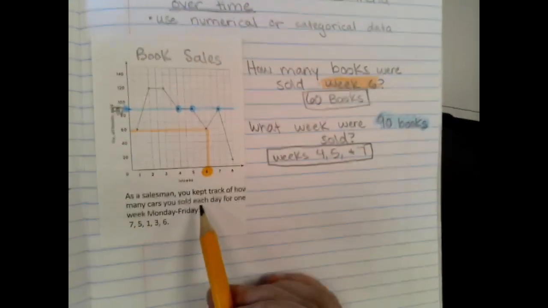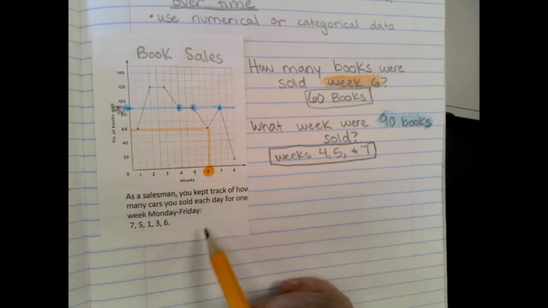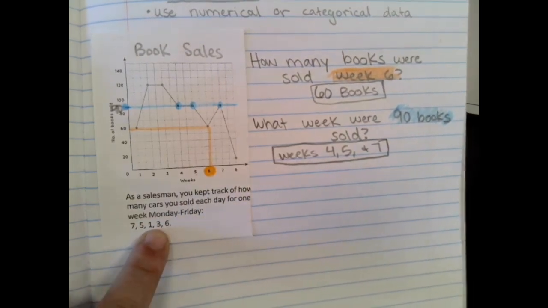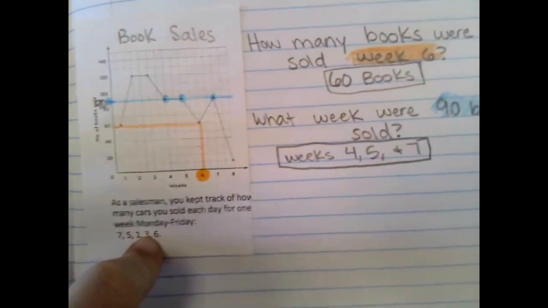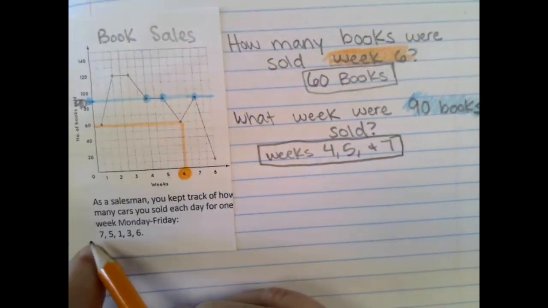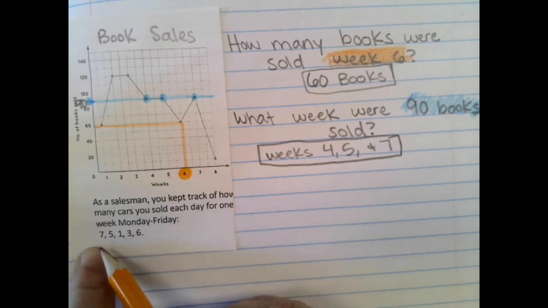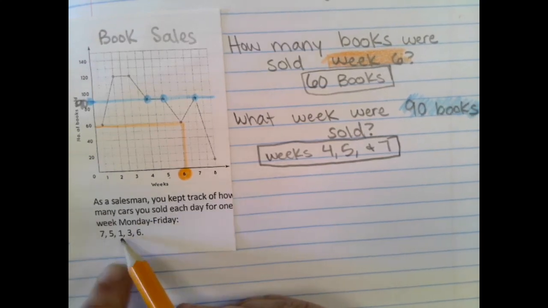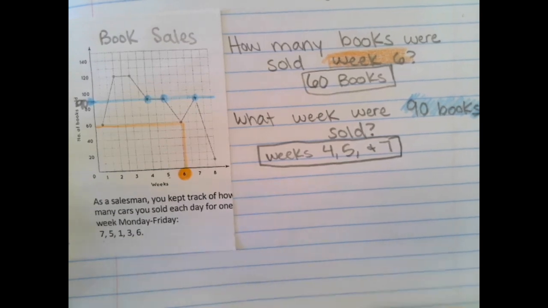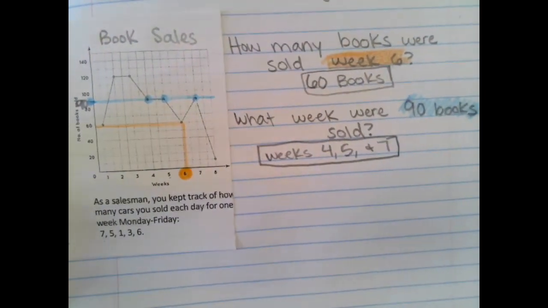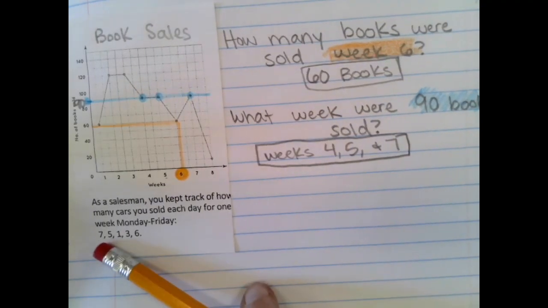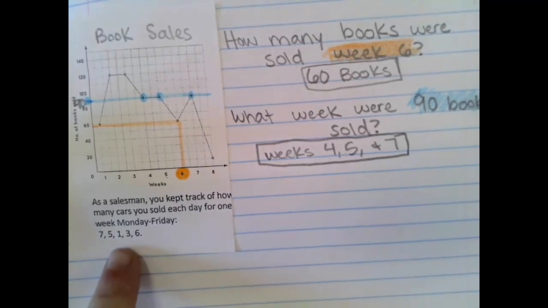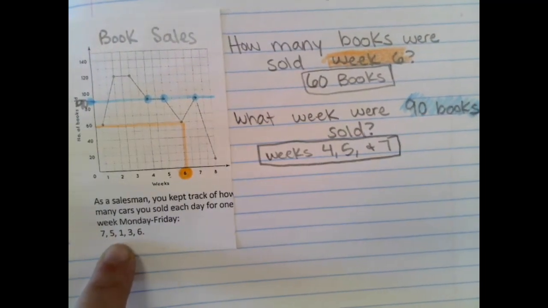It says, as a salesman or saleswoman, salesperson, you kept track of how many cars you sold each day for 1 week, Monday through Friday. So you only worked Monday through Friday. We're going to assume that each of these numbers go in order. So Monday was 7, Tuesday was 5, Wednesday was 1. What's happening with our numbers here? It starts by going down, and then it goes back up. Why would it go down as the week starts?